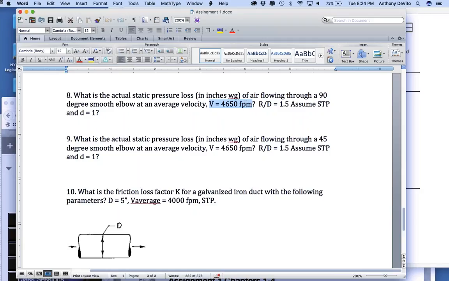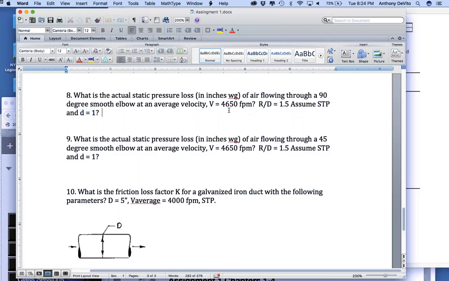V is equal to 4,650 feet per minute. R over D equals 1.5, not 2, but 1.5, so a tighter turn. Assume standard pressure and temperature. It's still a smooth elbow, and D is equal to 1. What's D? That's the density factor. So we've been assuming that anyway.